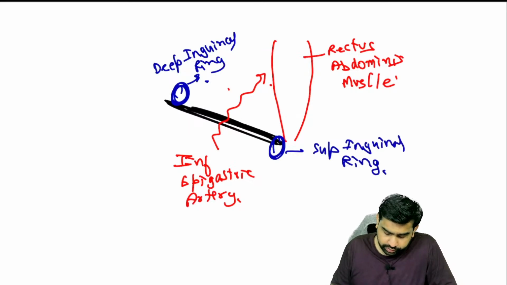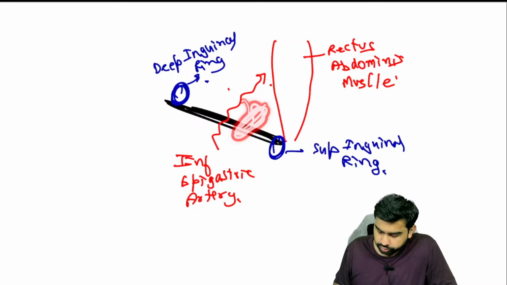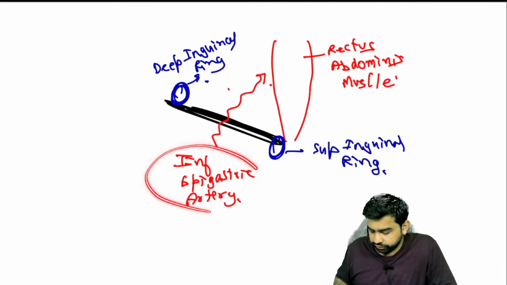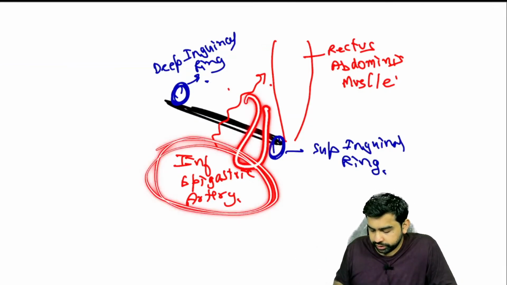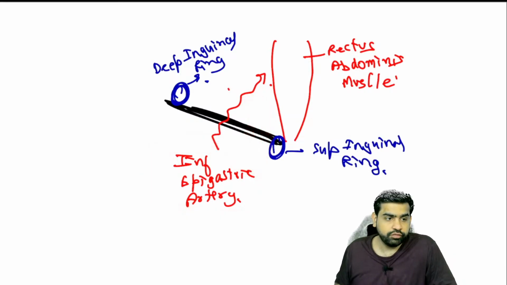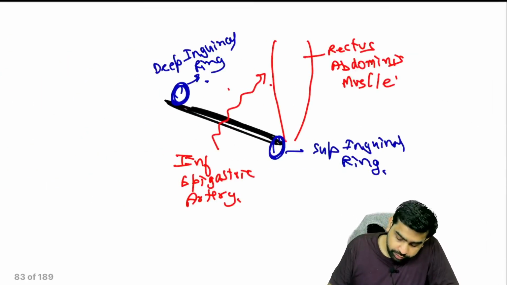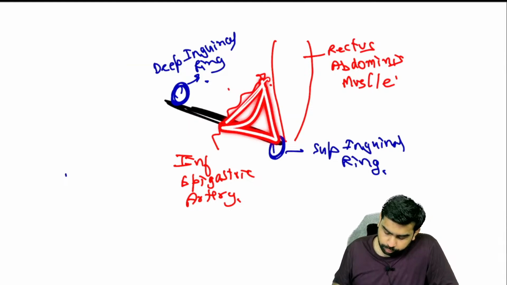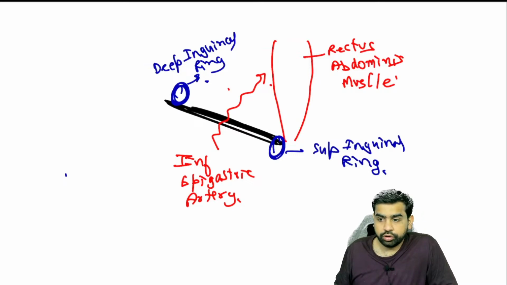What they have given you is that there is a hernia which is coming out from this particular triangle. They have given you that the hernia is coming medial to this inferior epigastric artery. So if there is a hernia which is coming medial to the inferior epigastric artery, what you need to understand is that this is your direct inguinal hernia. This is important. The triangle formed between these structures is called Hesselbach's triangle.